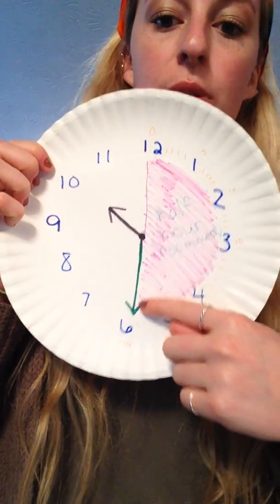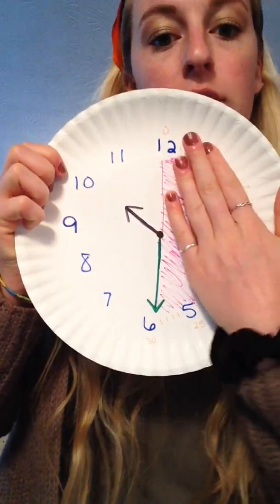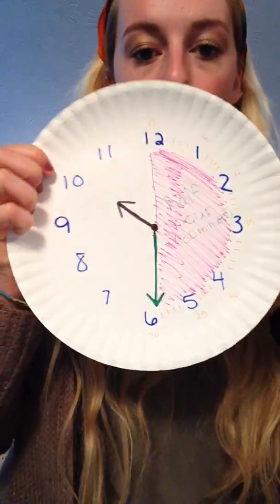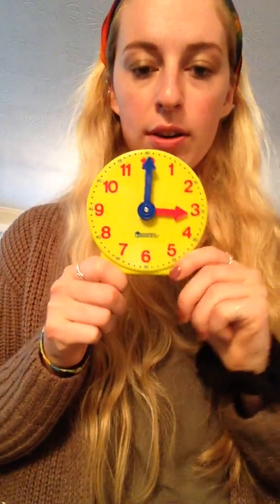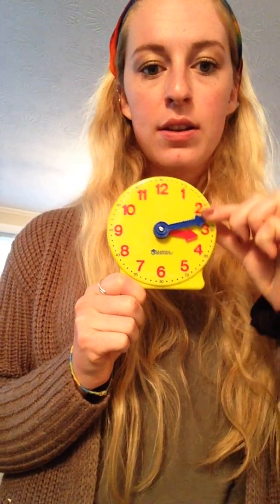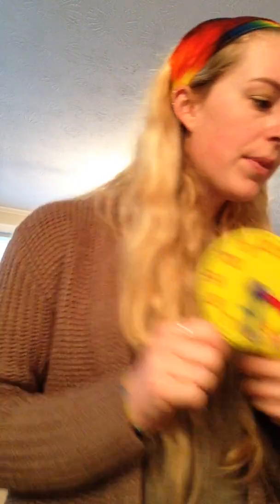And then when we have a half hour, that means the minute hand only goes halfway around the clock. So half the plate or half the clock is a half hour. Let me use this one again. Right now it's 3 o'clock. If I move my minute hand halfway, that means it's now 3:30. But wait, this is a 6 down here. How come it's a 30?